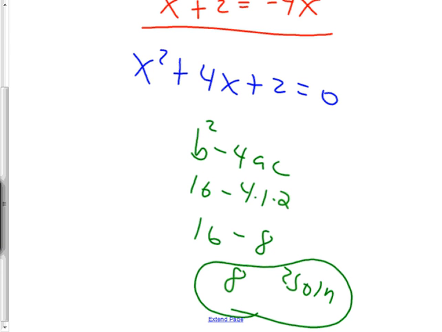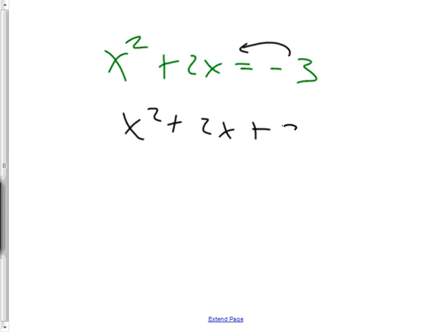I'm going to give you another one, and again, the directions would not be find the discriminant. The directions would be how many solutions does this have? X squared plus 2x equals negative 3. I'll pause while you try that one. All right, and why is it no solutions? Because b squared minus 4ac, first I got to move this over to the other side and make it x squared plus 2x plus 3 equals 0. b squared minus 4ac comes out to be 0.